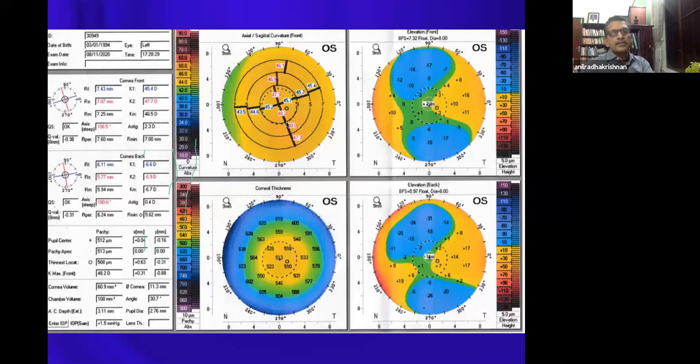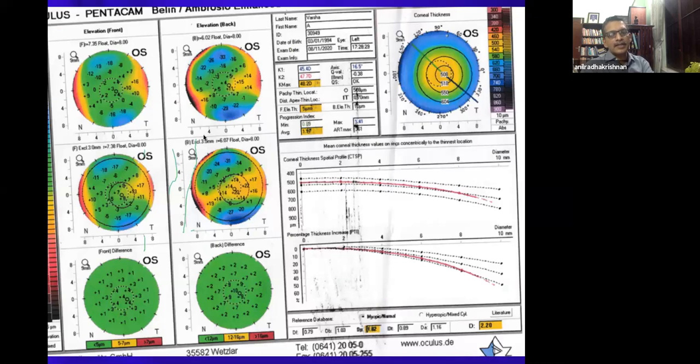What about this? This is again 46.8, 48.2. Once it crosses, say 48, you have to think that it is keratoconus unless proved otherwise. But the elevation map is normal, the back curvature map normal, corneal thickness map normal. If you look at the K max, it is coming to 48.2, which is really on the higher side, but other parameters are all well within normal limits. You see the enhanced display. This is normal. This is normal. While this map shows a posterior elevation change.